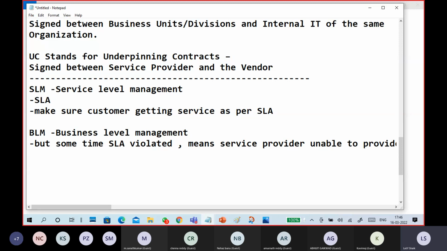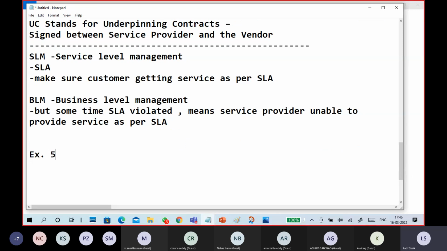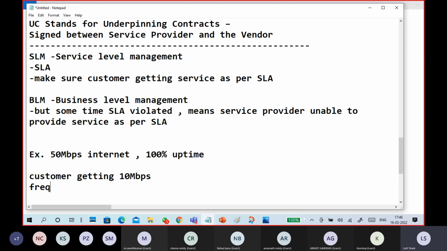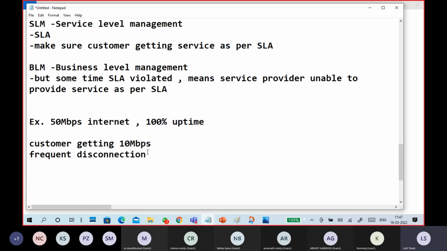For example, one example I am telling, guys. I said 50 Mbps internet service. This is always an easy example I tell. So 50 Mbps internet, with 100% uptime. It means it won't get disconnected, but it is disconnecting. So the customer is getting only 10 Mbps or frequent disconnects. So what happened? You have violated the SLA.